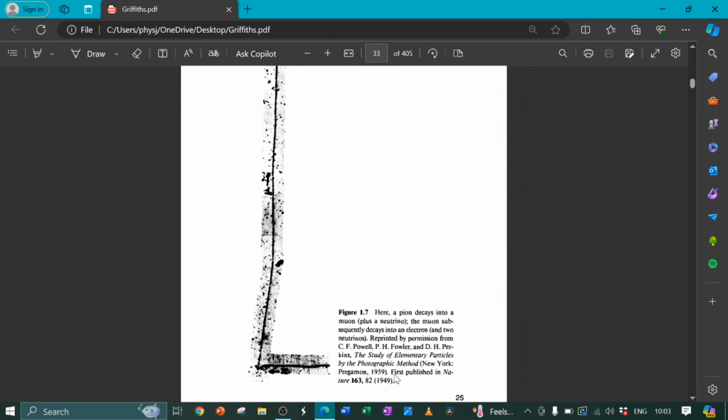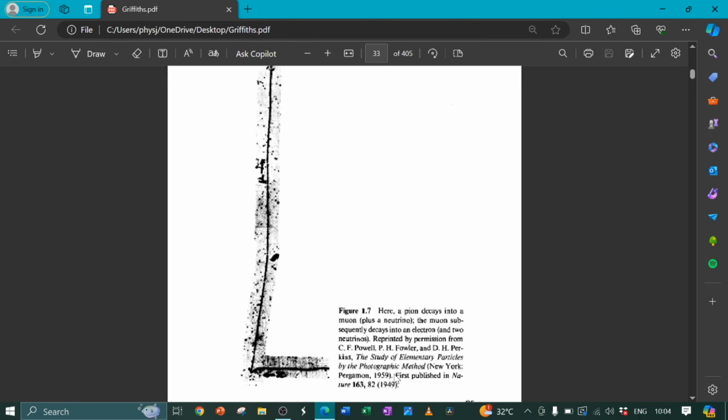Here, a pion decays into a muon plus a neutrino. The muon subsequently decays into an electron and two neutrinos. Reprinted by permission from C.F. Powell, P.H. Fowler and D.H. Perkins, The Study of Elementary Particles by the Photographic Method, New York, Pergamon, 1959, first published in Nature, 1949.